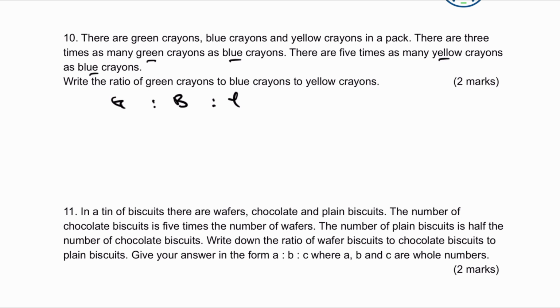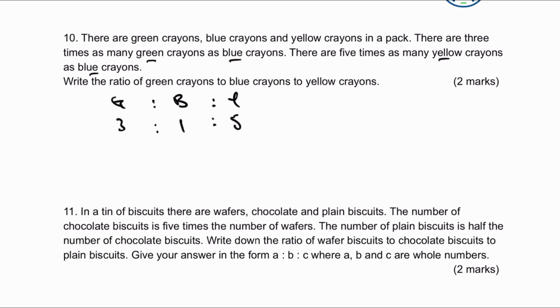So actually, if we said there was just 1 blue crayon, then there would be 3 green crayons because there's 3 times as many, and 5 yellow crayons because there's 5 times as many. And actually that would be the answer to the question.